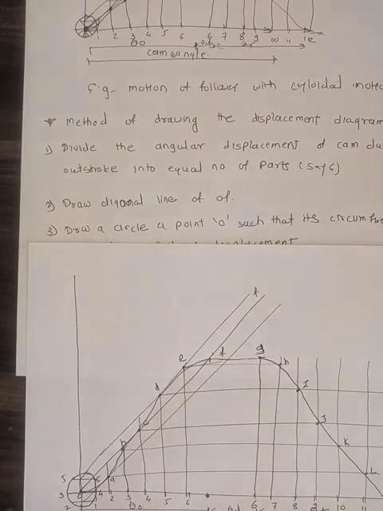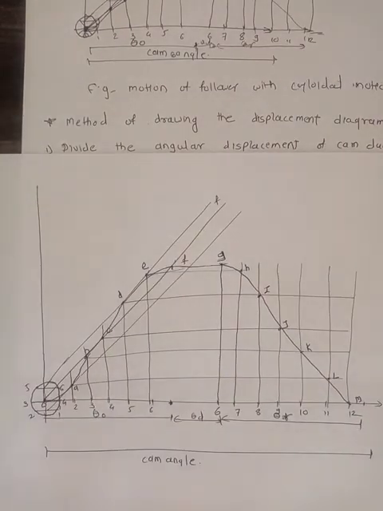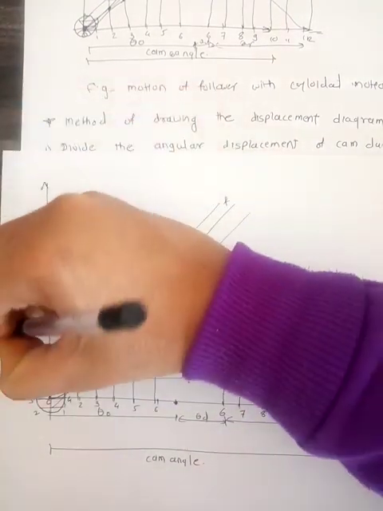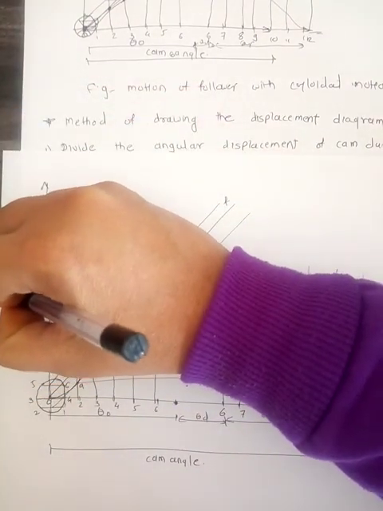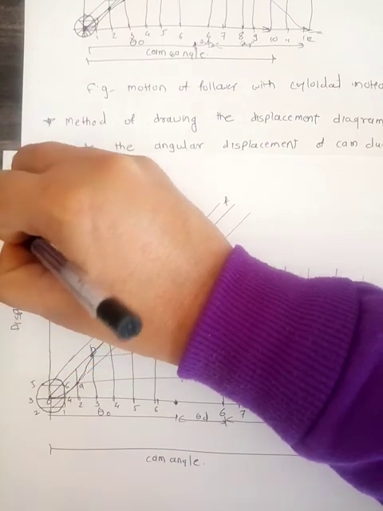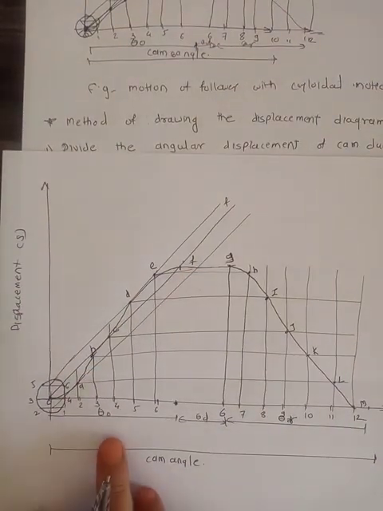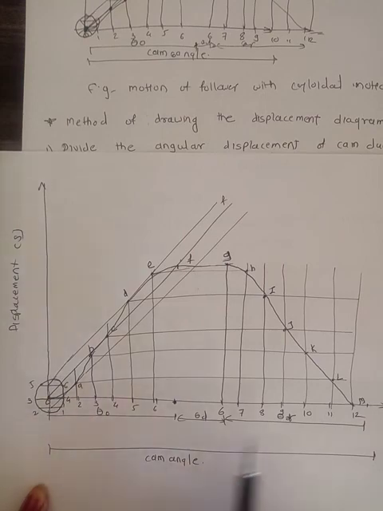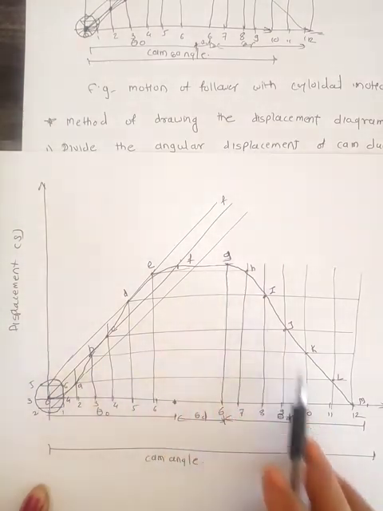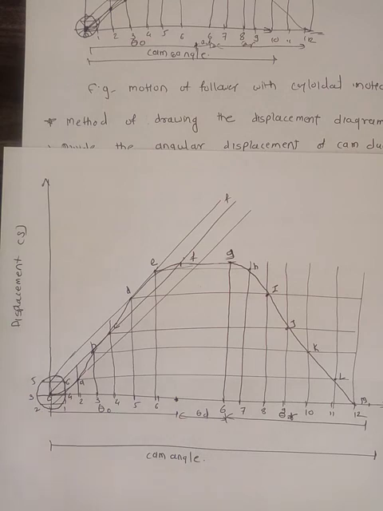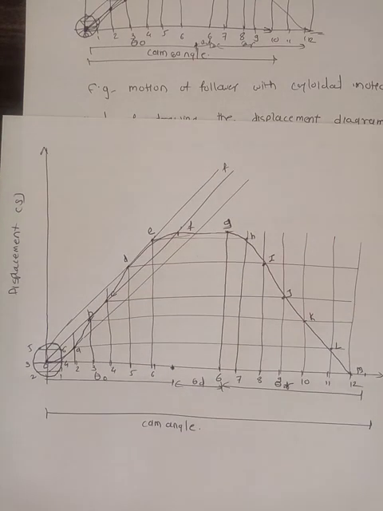Again draw this cycloid motion, using the cycloid motion on the y-axis, that is the displacement S. This is the cam angle, this is the outstroke, this is the return stroke, and this is the cycloid motion. By using the cycloid, we draw the displacement diagram using the cycloid motion. Okay, thank you.